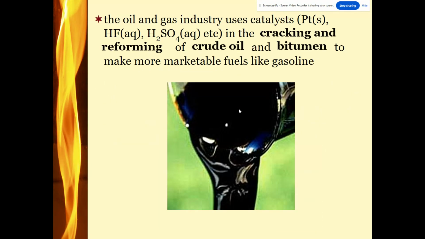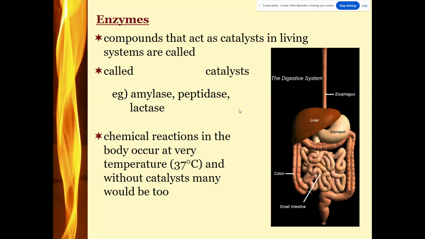When we get into our organic unit, we're going to talk about some reactions like cracking and reforming of crude oil and bitumen to make more marketable fuels like gasoline, and they commonly use sulfuric acid, hydrofluoric acid, and platinum. Last are biological catalysts. Biological catalysts are called enzymes. So in your body you have amylase, peptidase, lactase. Essentially these are biological catalysts that help speed up digestive reactions and things like that that would normally happen at a slow rate because of the low temperature in our body.